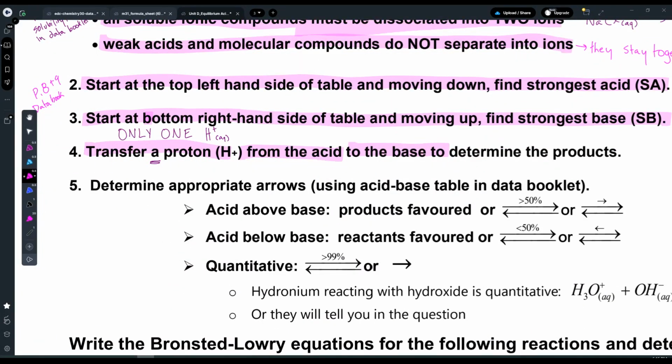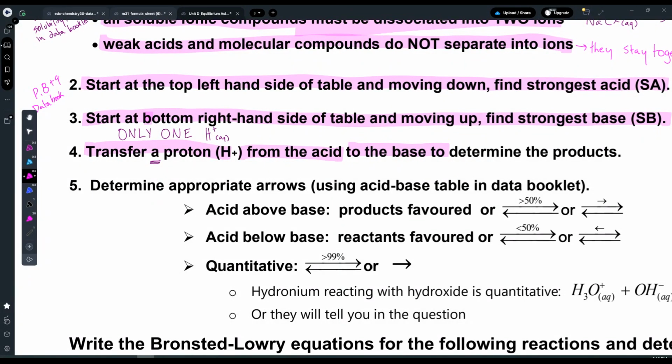Step 5, you need to determine the appropriate arrows using the acid-base table in the data booklet. So if you have your acid above the base, the products are going to be favored, and you're going to write the equilibrium arrows, saying that more than 50% of the reaction goes forward, or more than 50% of the reactants react to produce products.